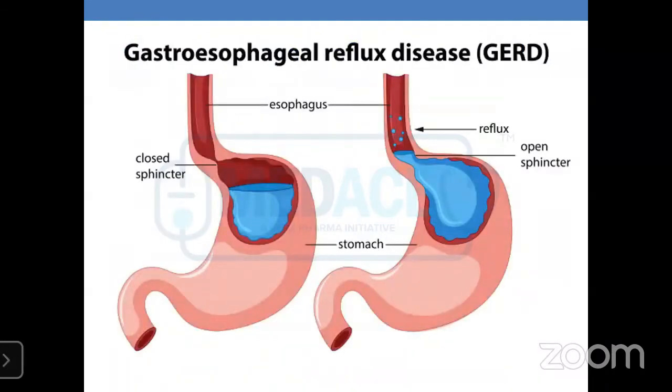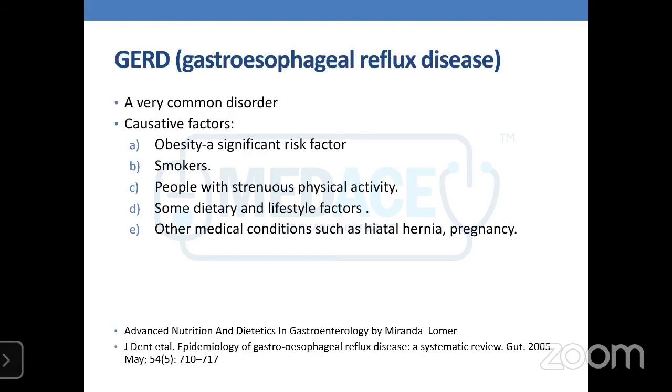Now moving towards our main topic, which is gastroesophageal reflux disease. Dr. Rustam has already told everything very well about the disease process and pathophysiology. So I move towards the nutrition intervention. It is a very common disorder, and the two factors related to my interest include obesity. Obesity is a significant risk factor for the development of this disease condition. And second are some dietary and lifestyle factors which need to be changed if we want to decrease the frequency of reflux events, or reduce the symptoms related to this disease.